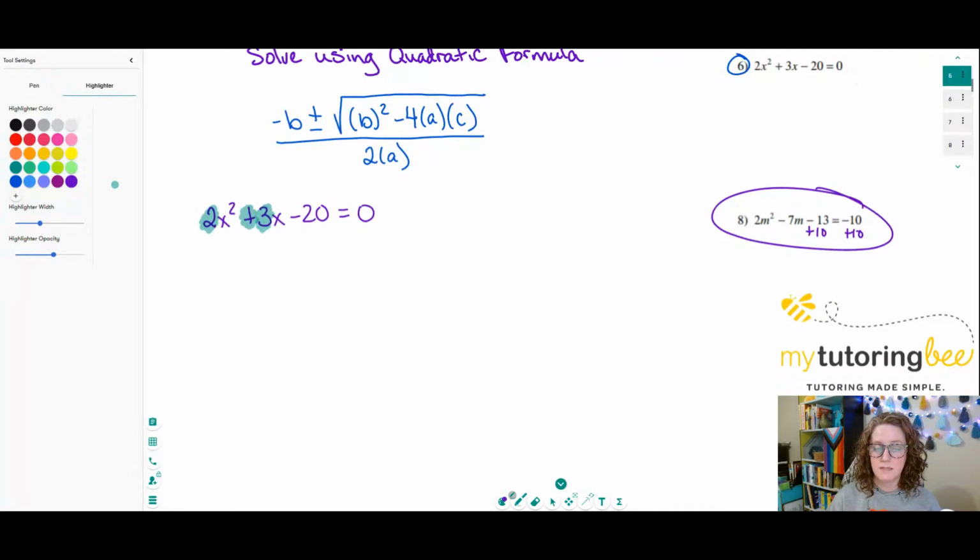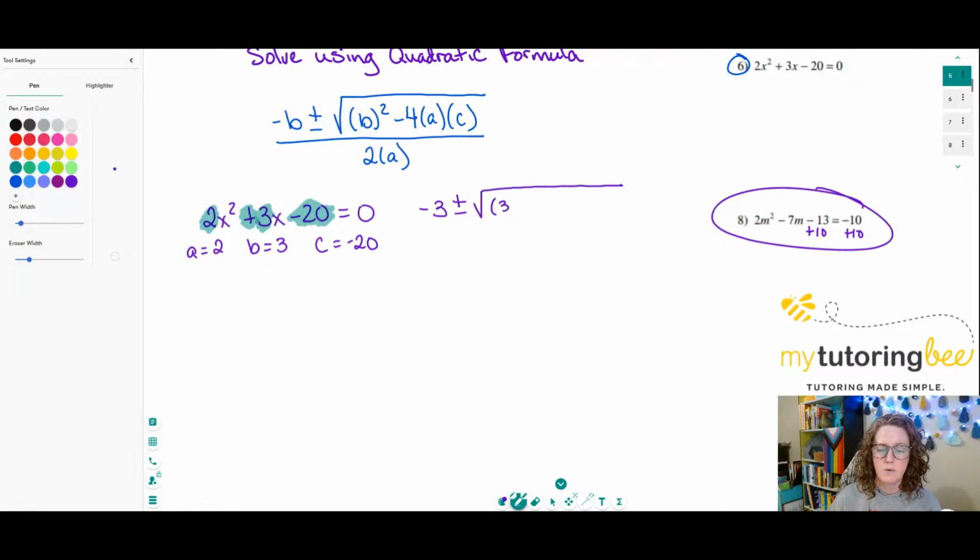And I'm going to highlight the sign in front as well, because that does matter. So A for this particular function is 2, B is positive 3, and C is negative 20. Okay, so you see that I pulled that negative, that subtraction sign. We're counting that as a negative for that 20. And now we're just simply going to sub those in wherever we see A, B, and C in our formula. So negative B, since B is 3, we're going to have negative 3 plus or minus the square root of 3 squared minus 4 times A is 2, and C is negative 20.